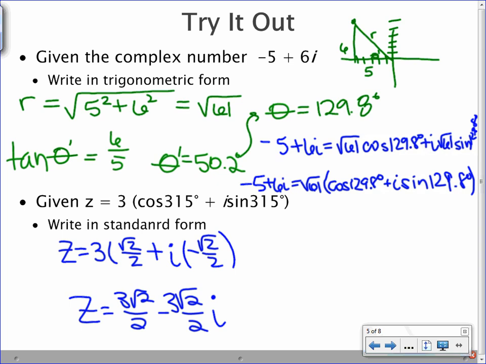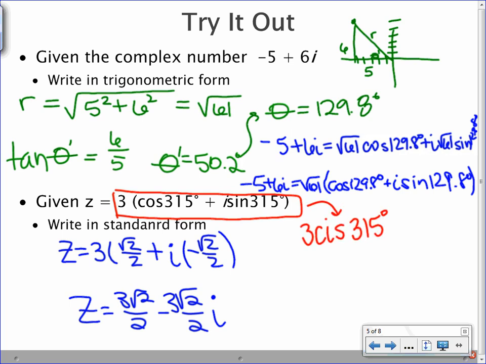Okay. Now, I do want to talk about a shorthand of writing these numbers. Okay? Do you agree that this is a lot to write out? Yes. Okay. So this number right here, the shorthand for trig complex numbers would be 3 CIS 315 degrees. That is the shorthand.